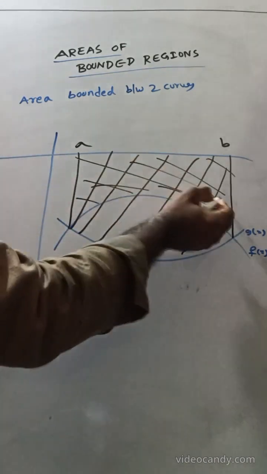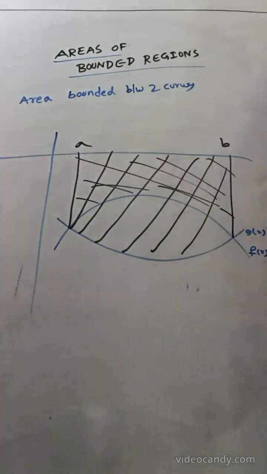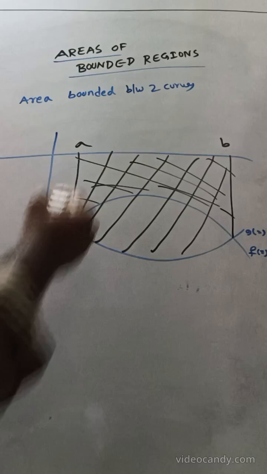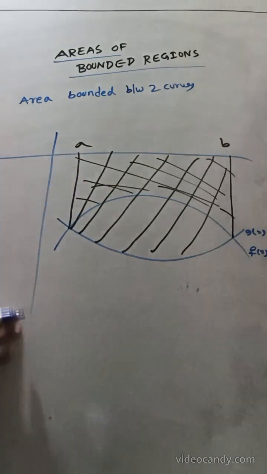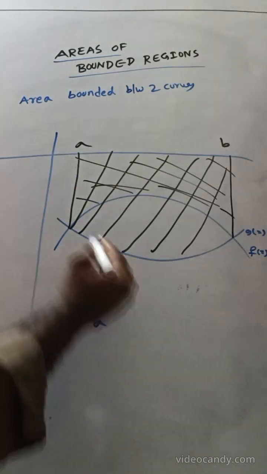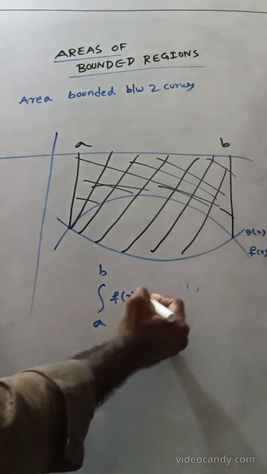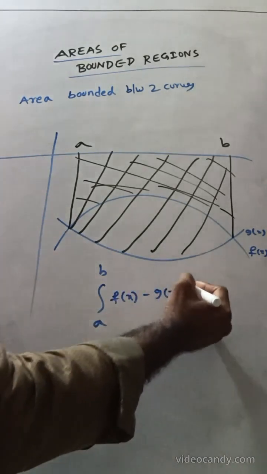This part, as you know, is the area made by g of x with the x-axis. So you might be getting a doubt, but the same thing is being done on the negative side. So what is this one? Integration a to b, f of x minus g of x dx.